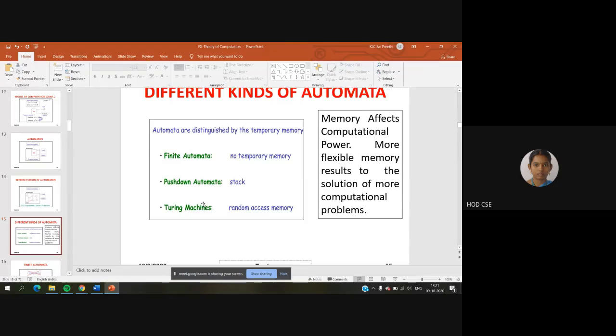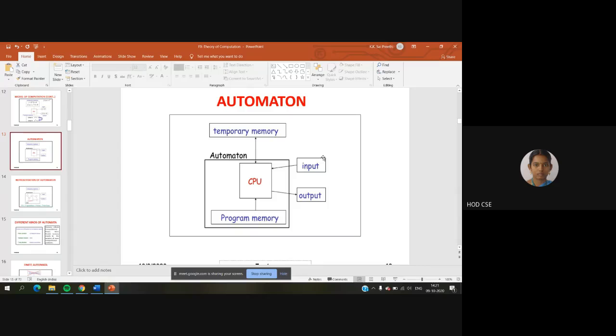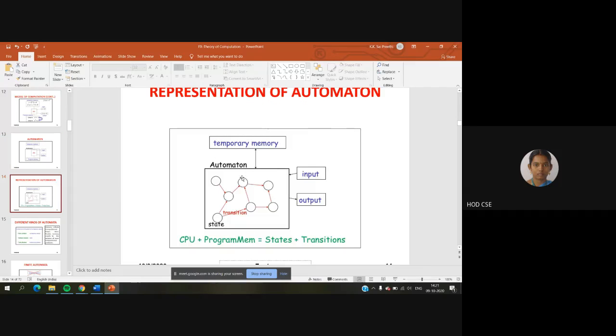These three automata are differentiated with respect to how the temporary memory is configured, because I'm saying that this is the computational model. You see this diagram: automaton, temporary memory, input and output; these are all the auxiliary parts. How the temporary memory is configured with respect to the complexity of the automaton model differs.